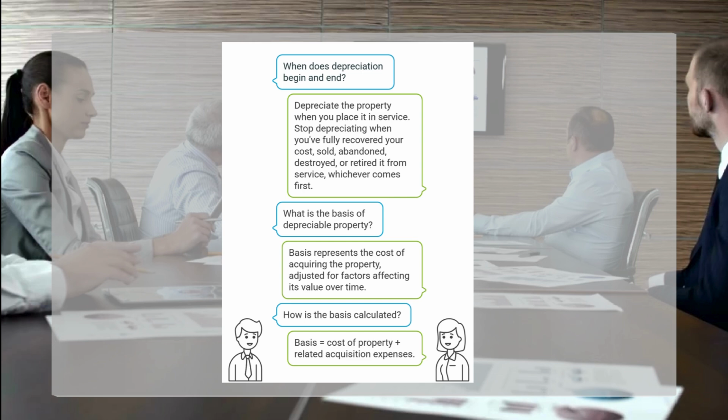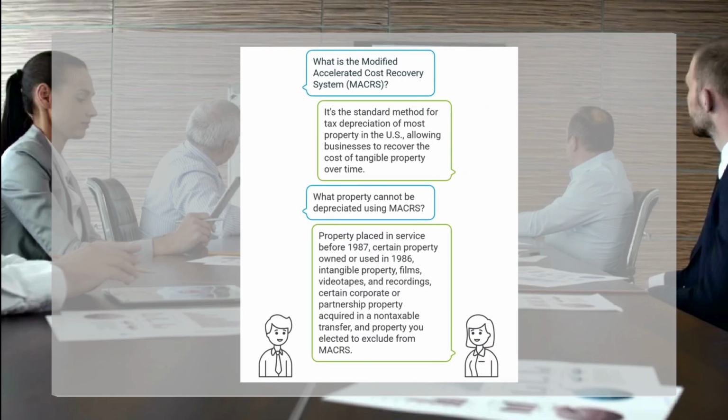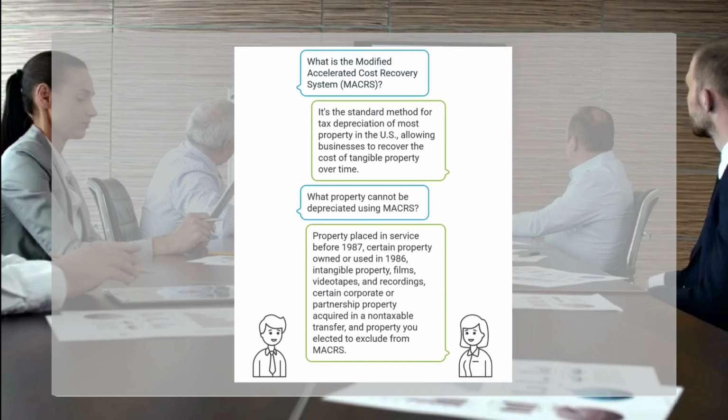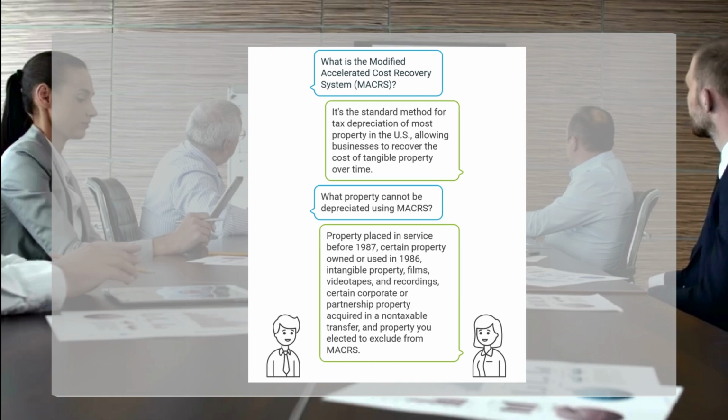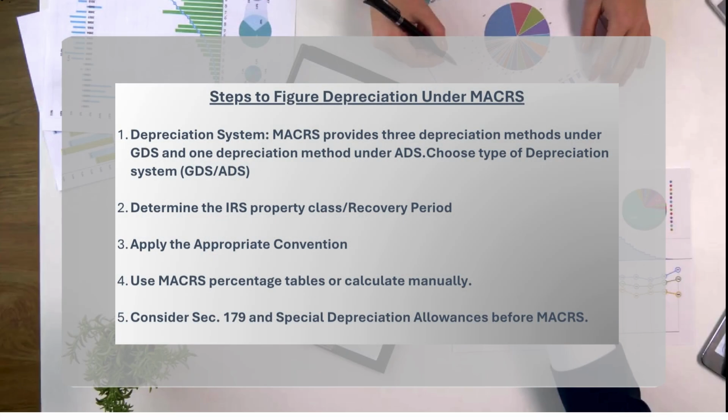Now, what is the basis of depreciable property? So, the basis of depreciable property is the total cost of the property and all the related expenses that are incurred to acquire that property. MACRS under the IRS is the Modified Accelerated Cost Recovery System, which is the standard method for tax depreciation used for most of the properties.